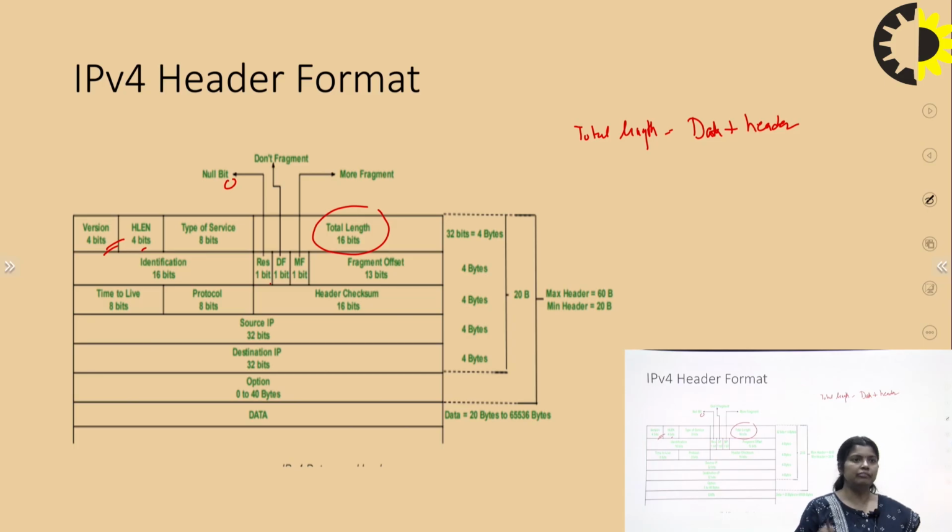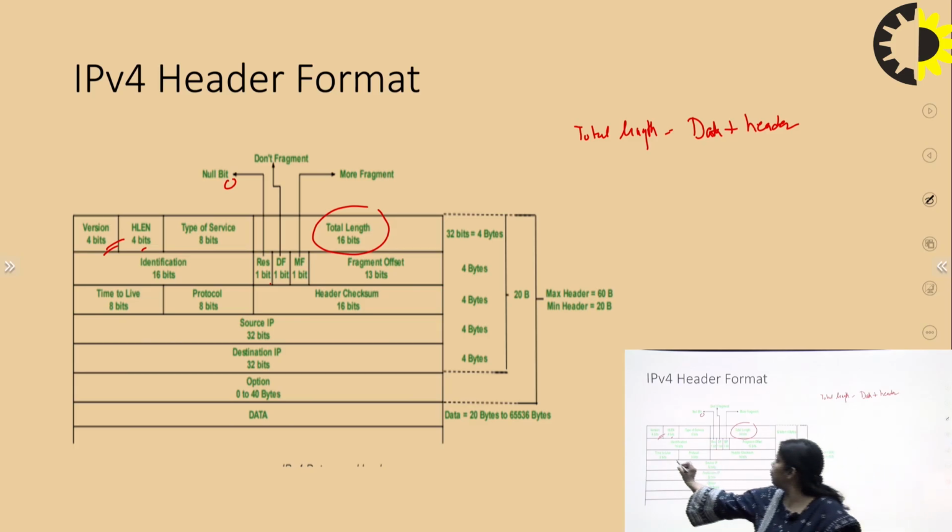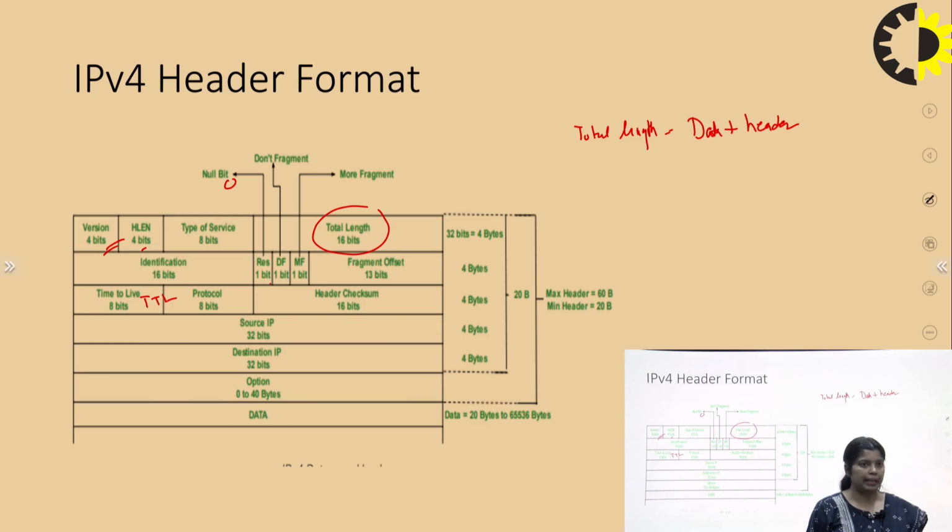Next is the DF, which is called don't fragment, meaning that this particular packet is not going to be fragmented, and more fragments, meaning whatever fragmentation is required, it requires more fragments. Next is the time to live. Time to live is also called TTL.